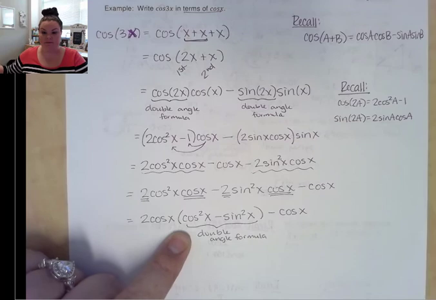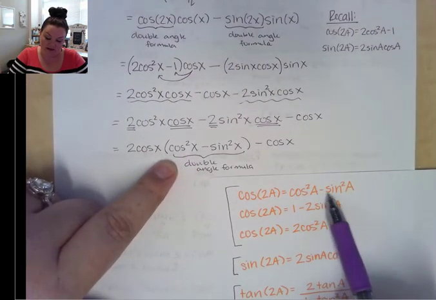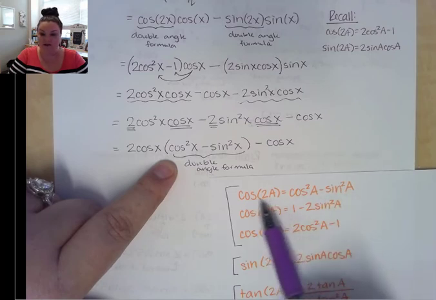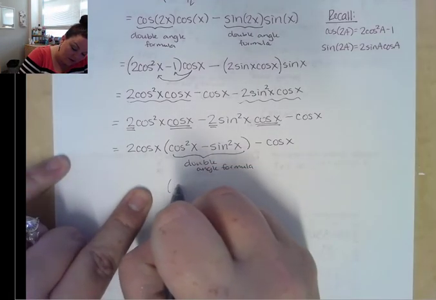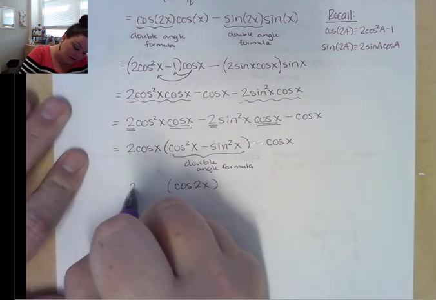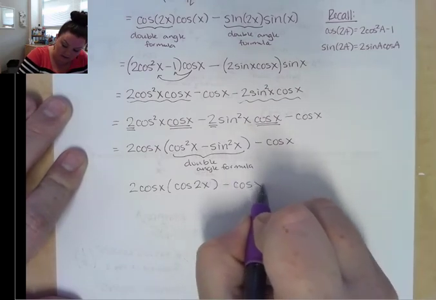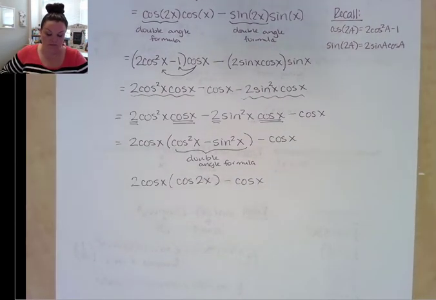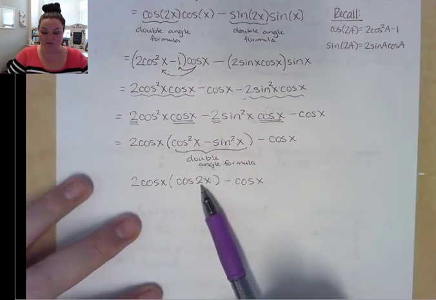If I look at my cheat sheet here, cosine squared of an angle minus sine squared of an angle is the cosine of 2a. So I'm going to go ahead and put that in. So this whole piece becomes cosine 2x. So I have 2 cosine x times cosine 2x minus cosine x. So even though I was able to substitute in a double angle that got rid of the sine, it didn't get rid of this 2 here, right?